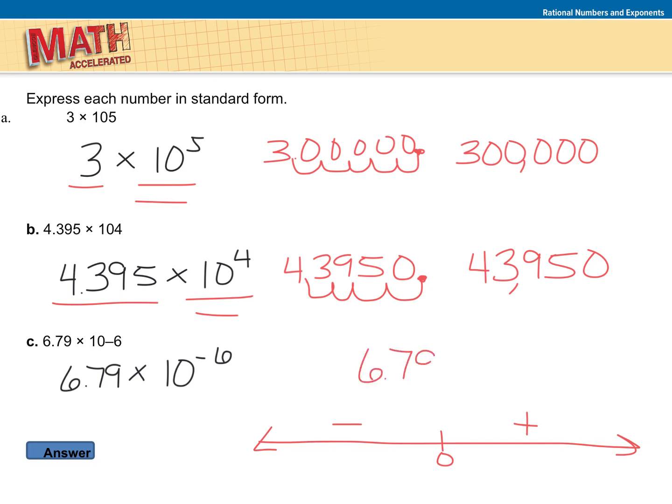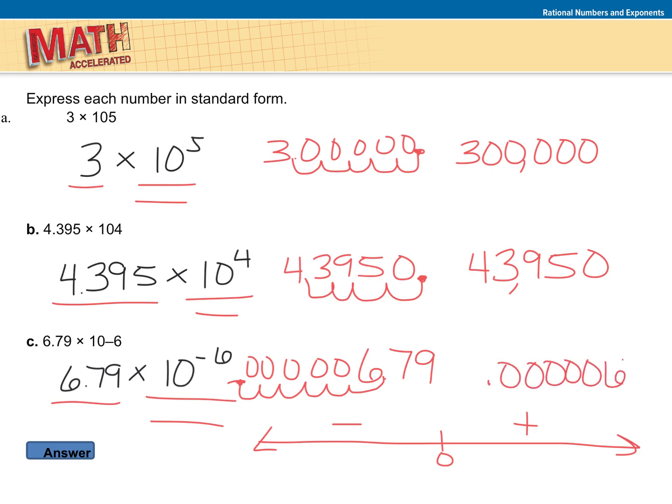Last one here. It's already written as a decimal for us. We have 6.79, and then we have to take care of times 10 to the negative 6. What does that mean? What does the negative exponent mean now? We want to go to the left now. How many? So 1, 2, 3, 4, 5, 6. What do I do with the empty spaces? Zeros. So now we have 0.00000679.